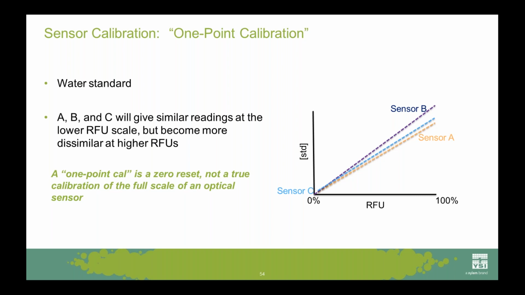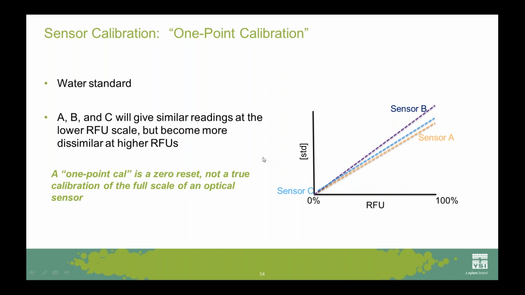So, in reality, a 1-point calibration is not really a calibration that's going to necessarily give you all the results you want out of these sensors. What a 1-point cal is, is using a water standard to basically reset the 0 point on a sensor. So if you're using 3 different sensors, sensors A, B, and C in your study, and you do a 1-point cal, they're going to line up pretty well on that low RFU range.